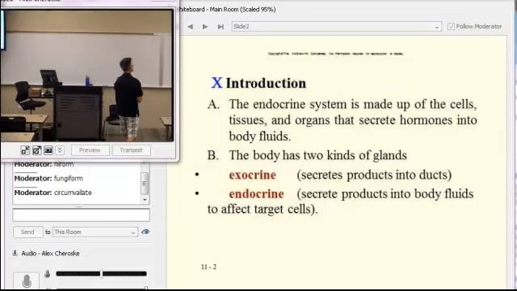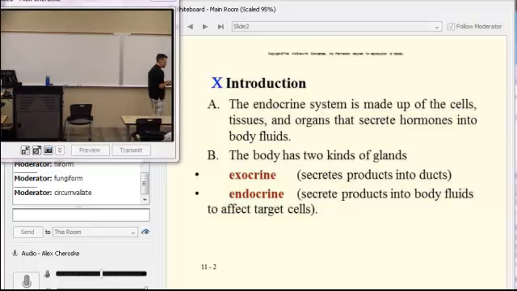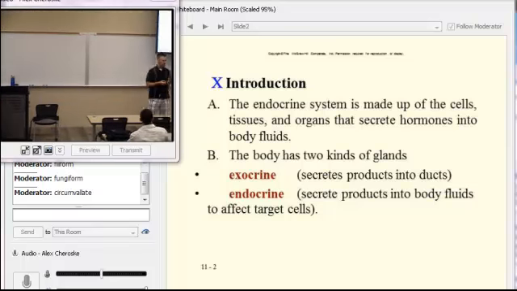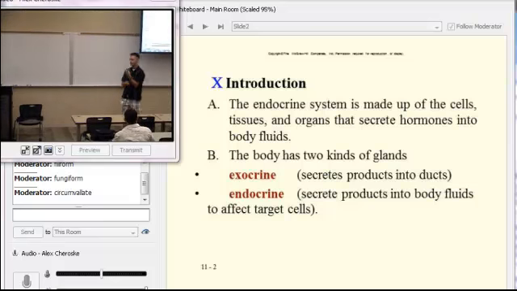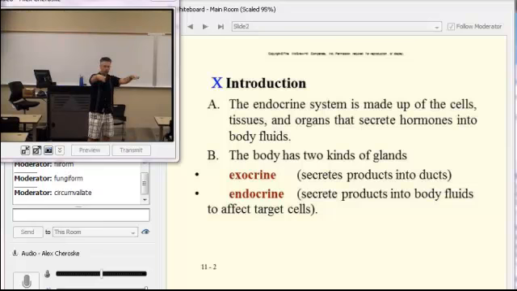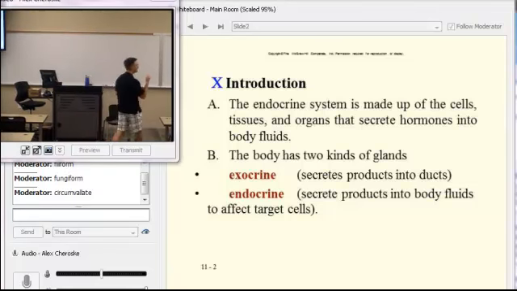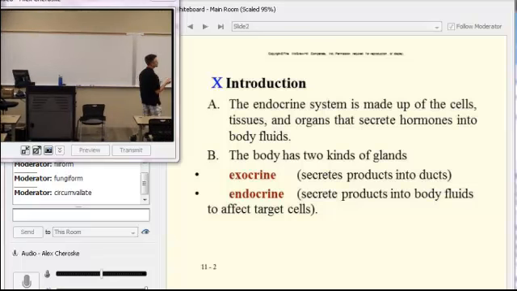Now, the key thing about the endocrine system is that it is our second control system of the body. So it goes along very well with the nervous system, right? The nervous system controls and coordinates, master puppeteer, something like that, the activities of the other cells and organs of the body. The endocrine system does that too, but there are some slight differences, okay?